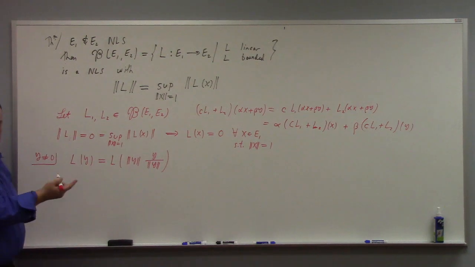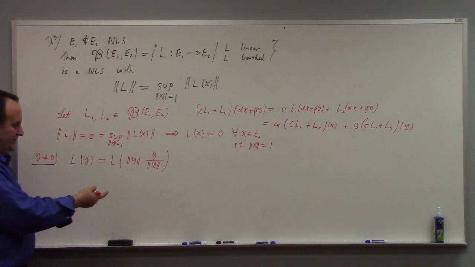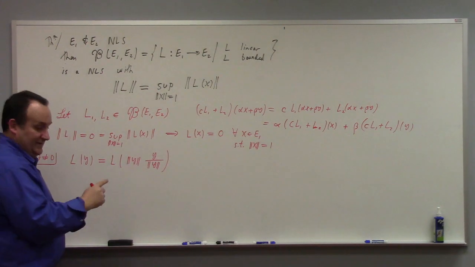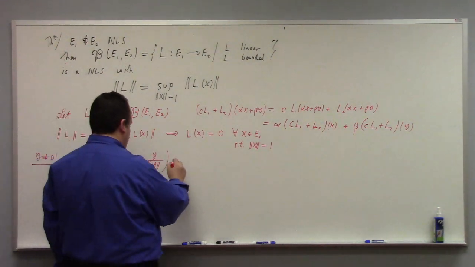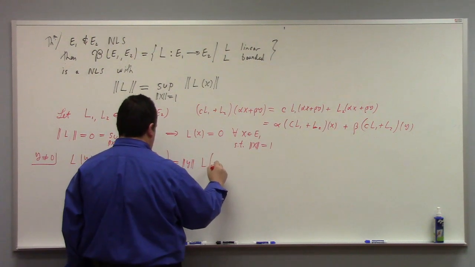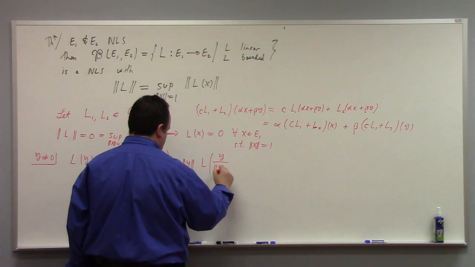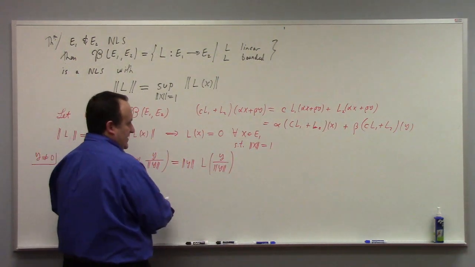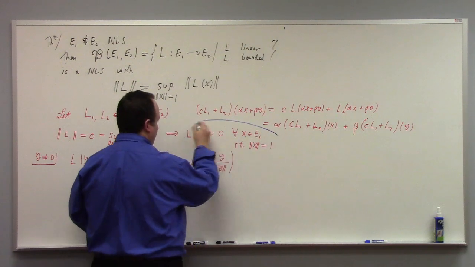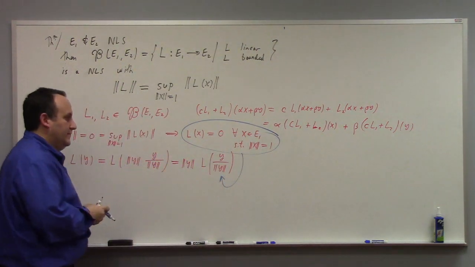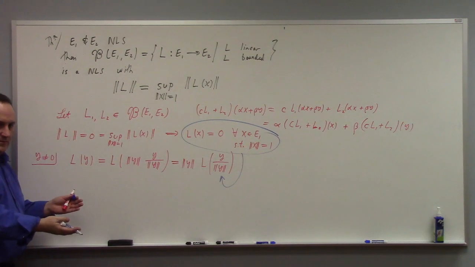We're assuming y is not 0, so the norm is non-zero. But what's this? It has length 1, right? So we've got the length of y times L of y over length y. But that is exactly one of these guys, right? So we know that that's 0.